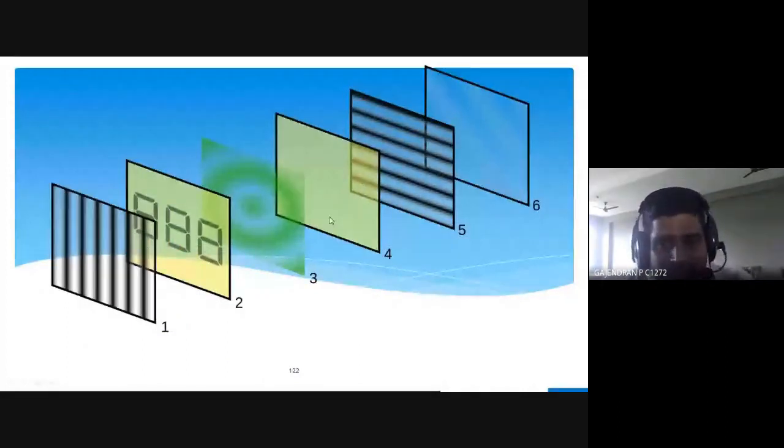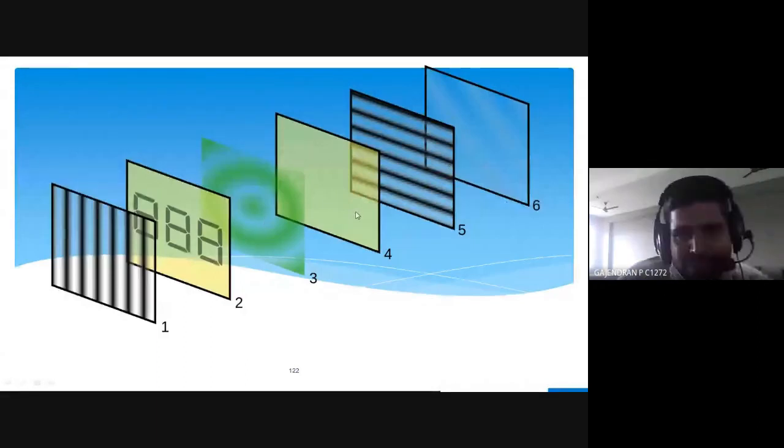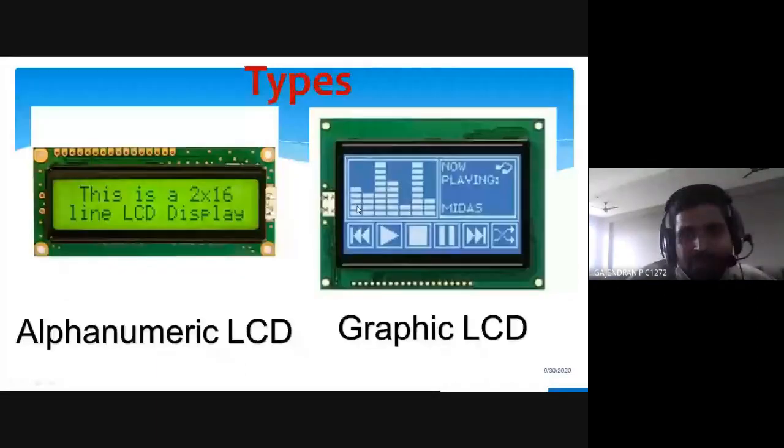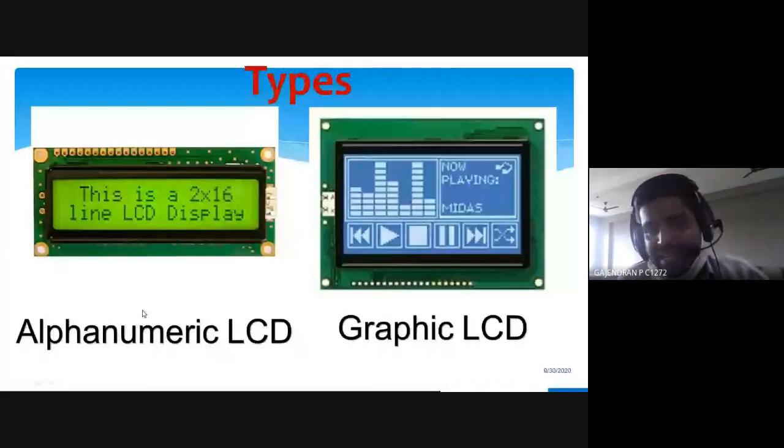So it is not a single one. You have multiple filter units available, then glass, everything is available. These theory portions, I'm going to skip. Simply, I'm going to tell you what are the different types of LCD. Immediately, we will enter into how to interface. Based on the characters I can print, you can categorize the LCD into two types. One is the alphanumeric LCD, another one is the graphic LCD.